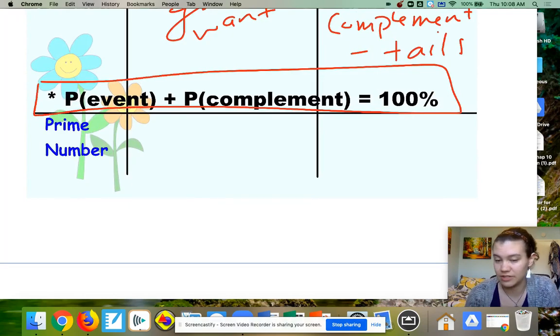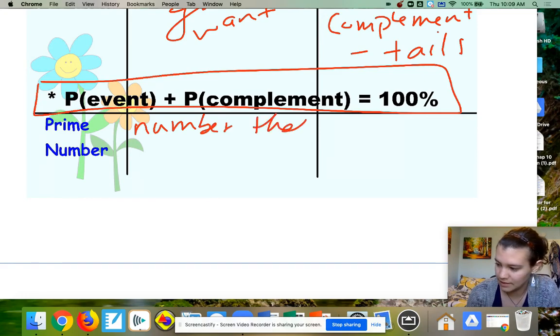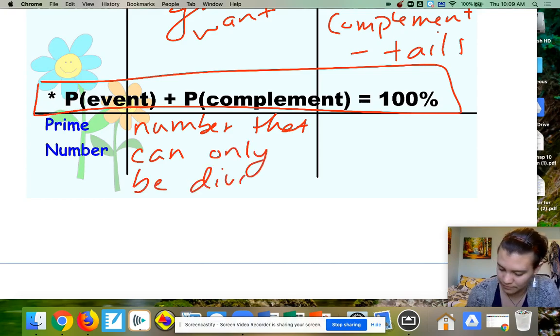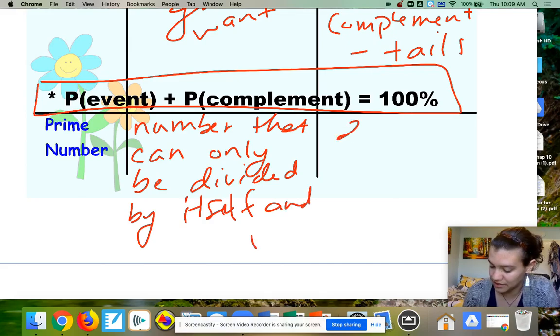So a note here is this should be review. A prime number is a number that can only be divided by itself and 1 and not get a decimal. So some examples, there's an infinite number, but like 2, 3, 5, 7, 11, 23, etc.